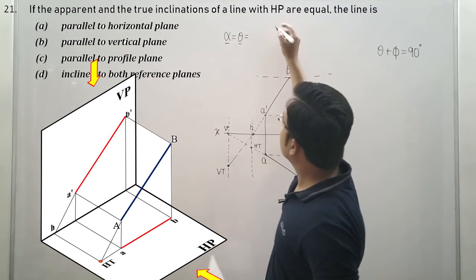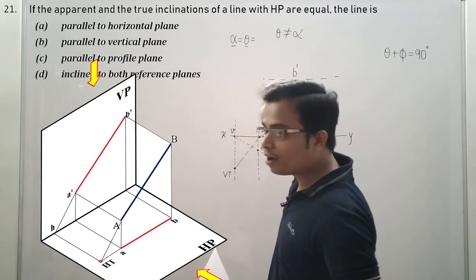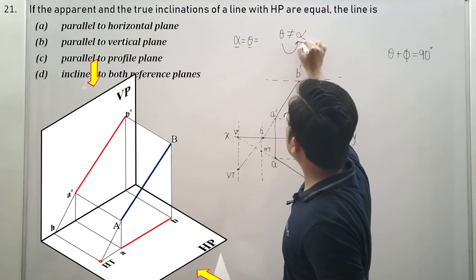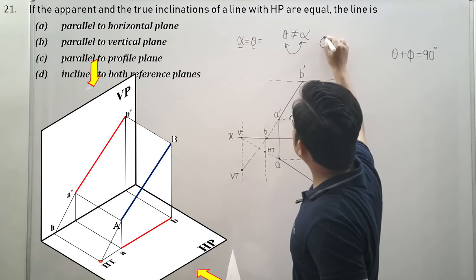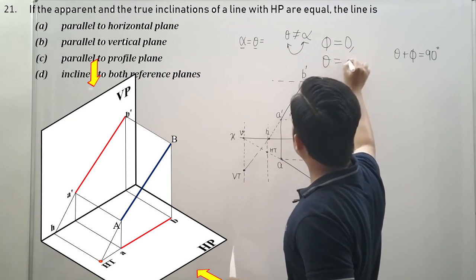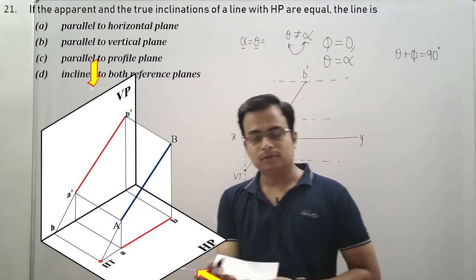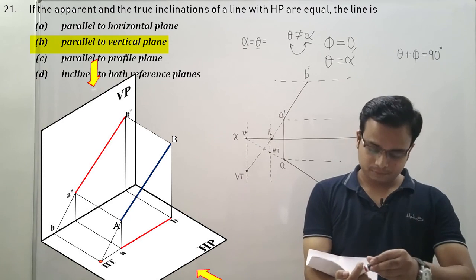Theta would have not been equal to alpha. If there was phi, then theta would have not been equal to alpha. As long as phi is equal to 0, then theta will be equal to alpha. So the correct option is option B.